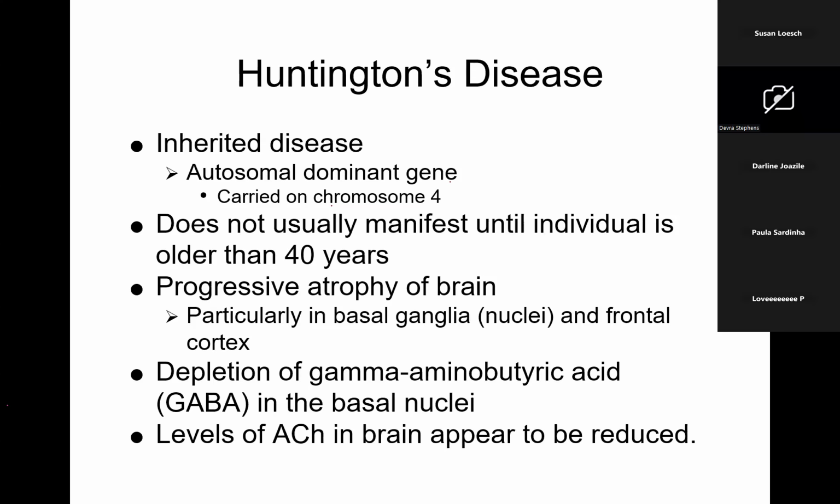So the neurons will be degenerated, especially those in the basal ganglia and the frontal cortex, dilation of the ventricles, depletion of GABA, that's an inhibitory neurotransmitter, and then the acetylcholine levels in the brain also drop down here.